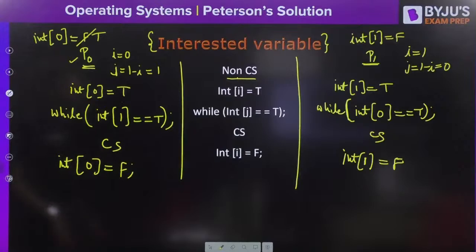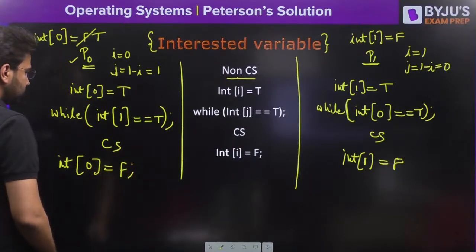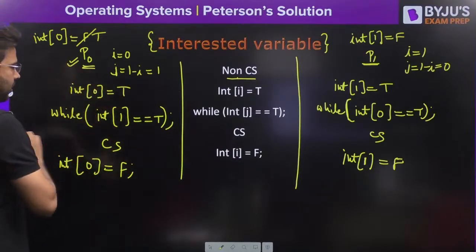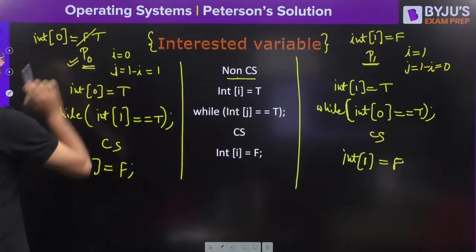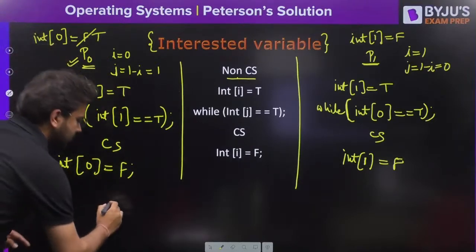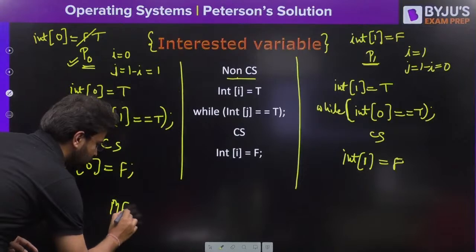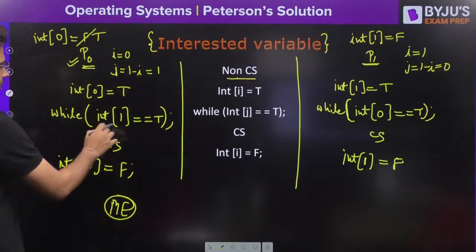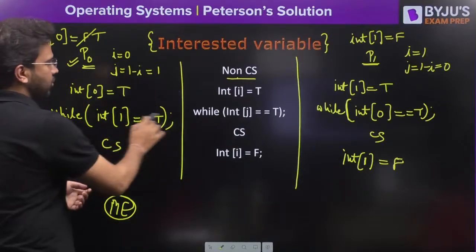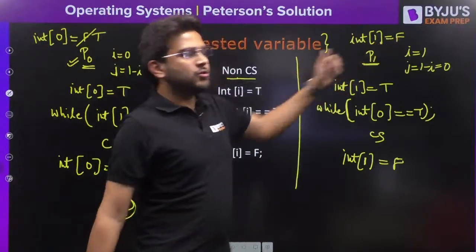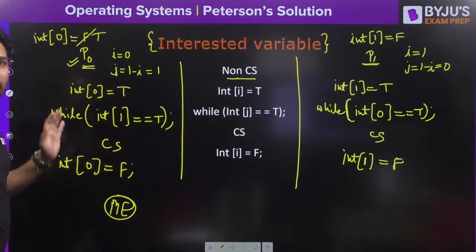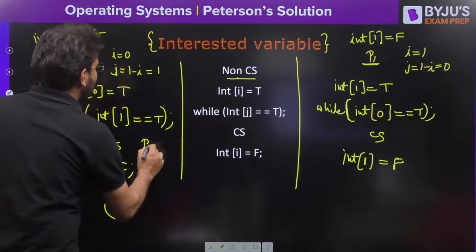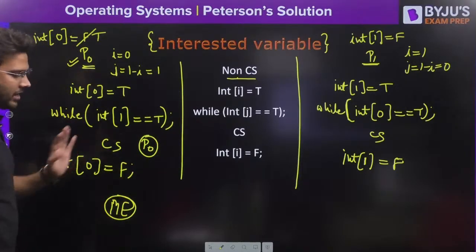Now carefully see this. I'm executing P0 process. Int of 0 is equal to true. Okay, now P0 is interested. So first of all, we are going to check the condition of mutual exclusion. Fine. So int of 1, is it equal to true? It is going to check, but it is false. So false is equal to true? No, that is false. That means P0 will be able to access the critical section at this time.